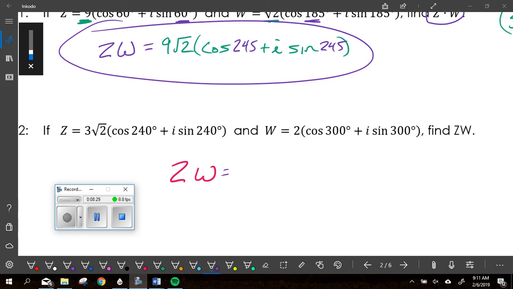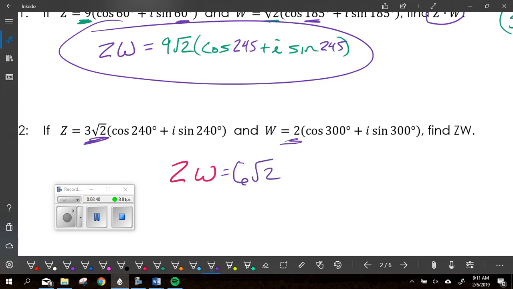We're taking z times w, so we are multiplying the radiuses together. Mara, what'd you get for your new radius? 6 radical 2. Yep, 6 radical 2. She took 3 radical 2 times 2. Wonderful. Then we are continuing here, and we are dealing with the angles. Cole, what am I going to do with my two angles here? Add them together. So you took 240 plus 300, which would get you 540.